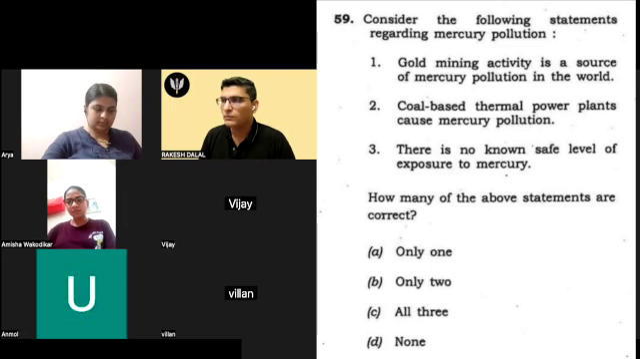Gold mining activity is a source of mercury pollution. It's possible. Coal-based thermal power plants cause mercury pollution. It's a little more standard, a more formal and more determined statement compared to the first statement. So I would again say that this is true. And the third statement, there is no known safe level of exposure to mercury. This is something I have read, that even the slightest exposure to mercury can be harmful. So I would say all three are true.